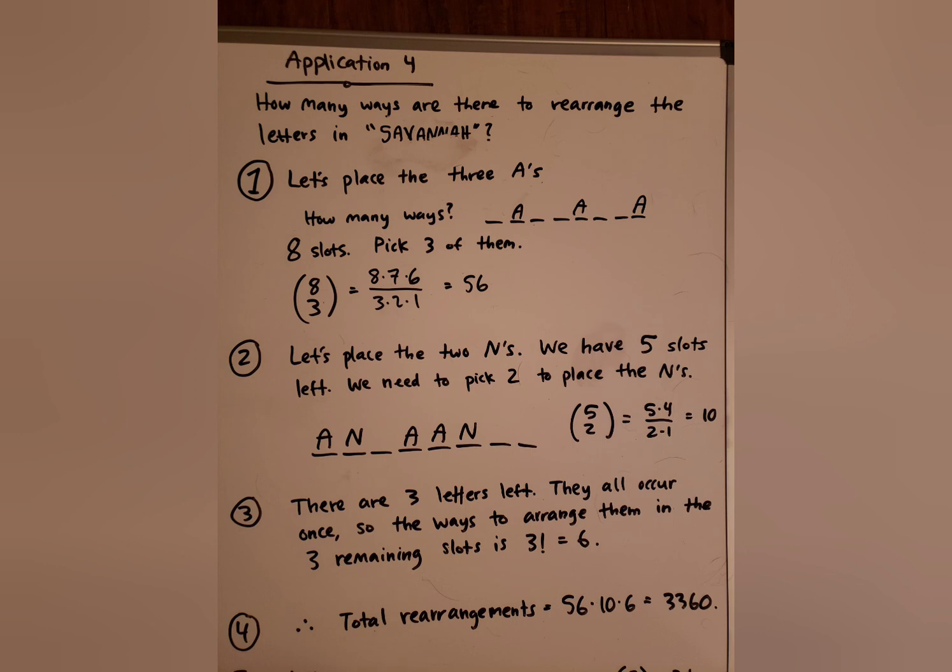At this point, there are no more repeated letters. So all we need to do is figure out how many different ways we can rearrange these last 3 letters. And computing this last part should feel very similar to when we have 4 friends in line, how many ways we can rearrange those 4 friends in line. In that case, it was 24. In this case, since there's 3 letters, there's 3 factorial or 6 ways to rearrange them. Now we've taken care of all the letters, so we can conclude that the total number of rearrangements of the letters of Savannah is 56 times 10 times 6, which is 3,360.